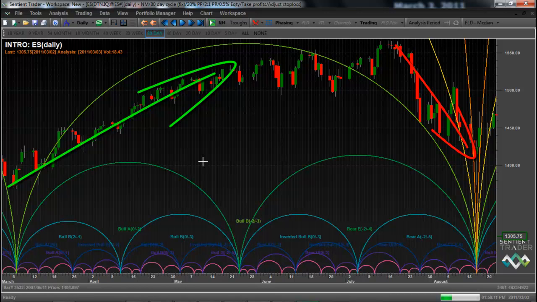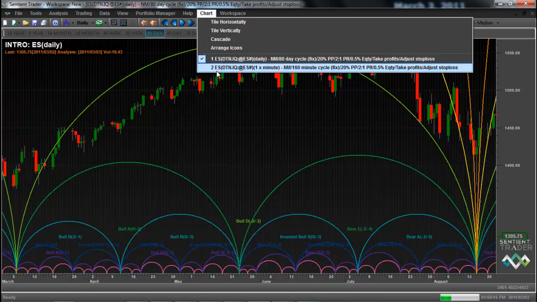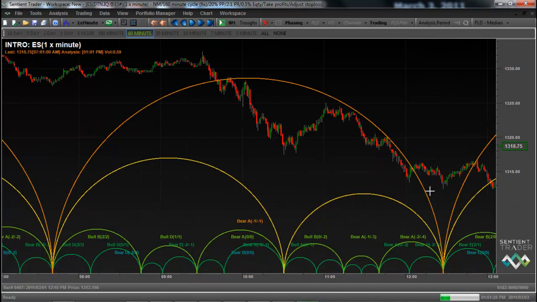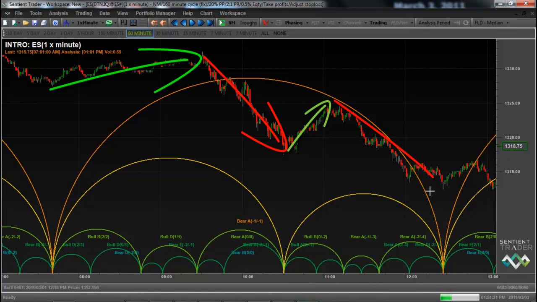What happens if you want to trade a much shorter cycle? Well, you can do that with Sentient Trader as well. Let's take a look at a 1-minute chart. Here we see the cycles displayed at the bottom of the chart as we did on the daily chart, but these cycles are much shorter. In fact, this cycle is a 2-day cycle, this is a 1-day cycle, and these cycles are 5-hour cycles. Let's take a look at this 5-hour cycle here as an example. Even on an intraday 1-minute basis, the same 4 trading opportunities present themselves.